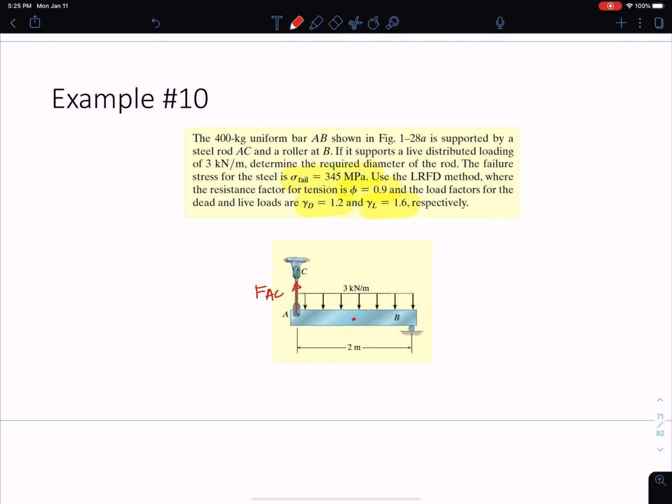Remember, we were given the weight of the beam, so I'm going to take the center of gravity here. We're given the mass actually, so 400 g. And here I need a force FB, and of course I have the resultant of the distributed load, which is just 6 kilonewtons.